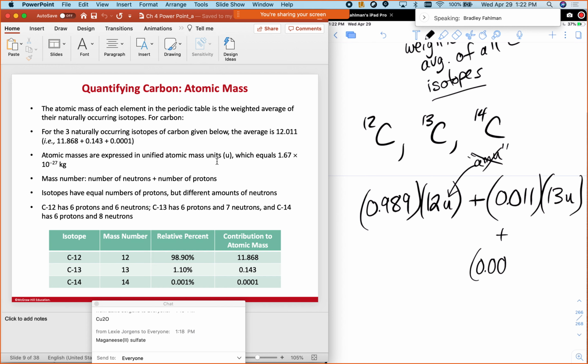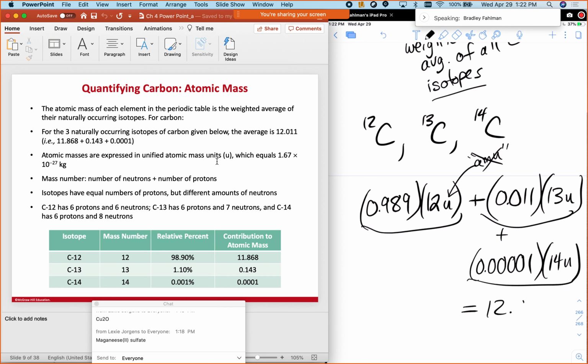What is that? 0.001%, so that's 0.00001 times 14. If you add up all these terms, you should get 12.01 U or thereabouts. So 12.011, I guess.